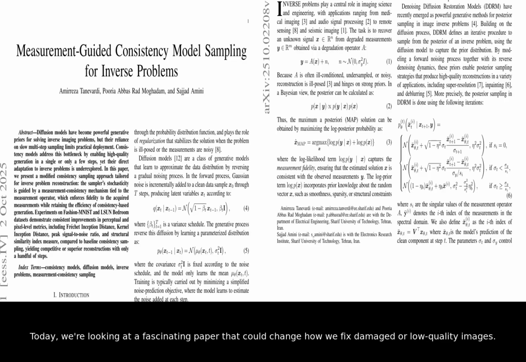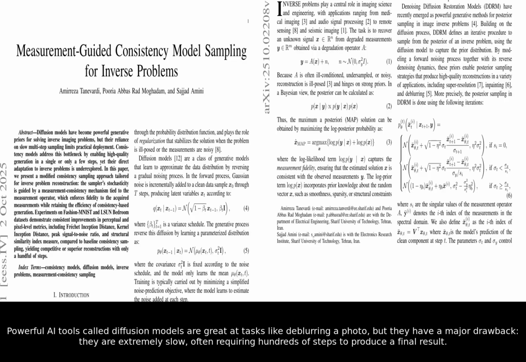Today, we're looking at a fascinating paper that could change how we fix damaged or low-quality images. Powerful AI tools called diffusion models are great at tasks like deblurring a photo, but they have a major drawback. They're extremely slow, often requiring hundreds of steps to produce a final result.